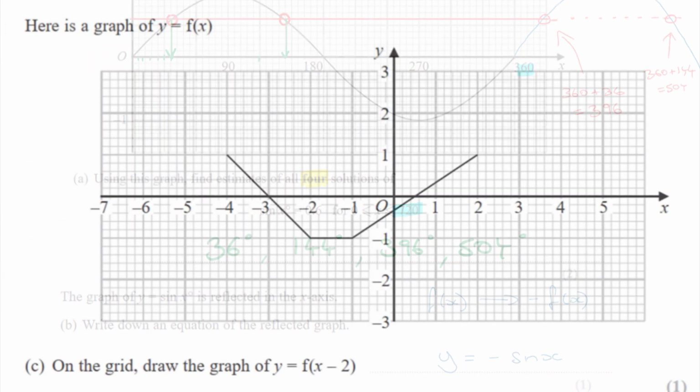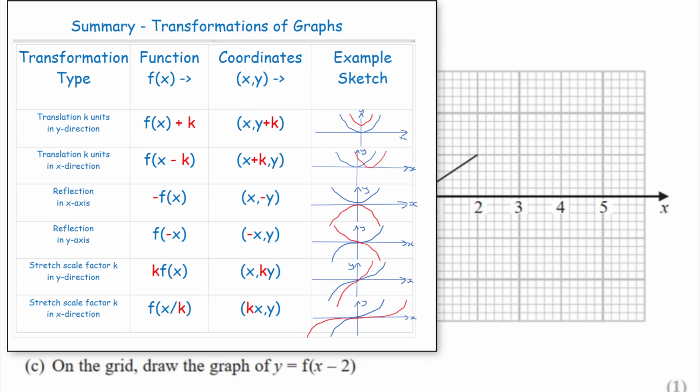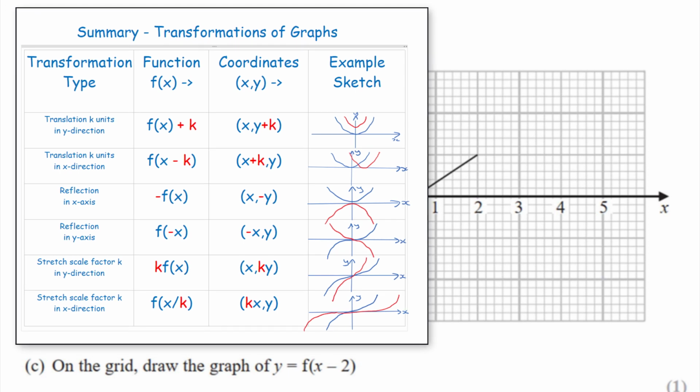Okay, moving on. Part C says here is a graph of y equals f of x. That just means you haven't defined what it is precisely. But underneath it says on the grid draw the graph of y equals f of x minus 2. Now pulling back up my summary table of transformations of graphs, you should see down here that y equals f of x minus 2 is a translation of 2 units to the right, in the direction of x. So when you subtract a number from x within the function, that has the effect of moving every point on your graph 2 units to the right.